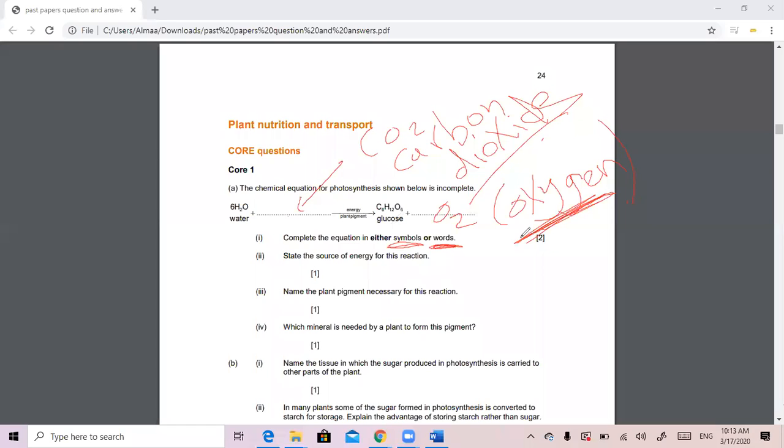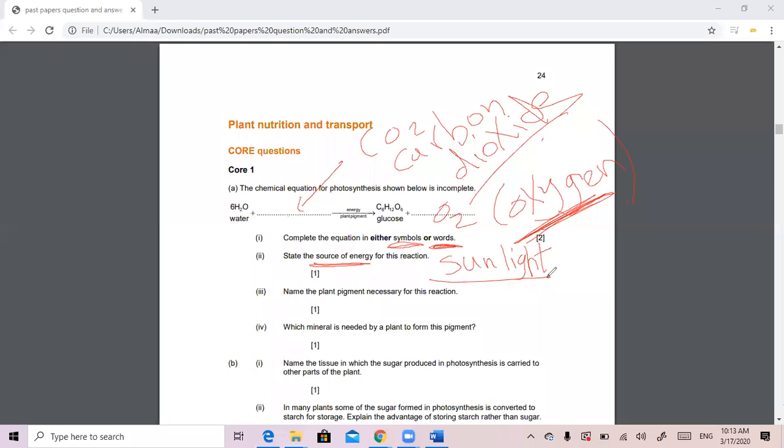State the source of energy for this reaction. Light energy. Thanks. The source of energy here is sunlight. You write here sunlight. You understand? I want another one. We talk with the other students.